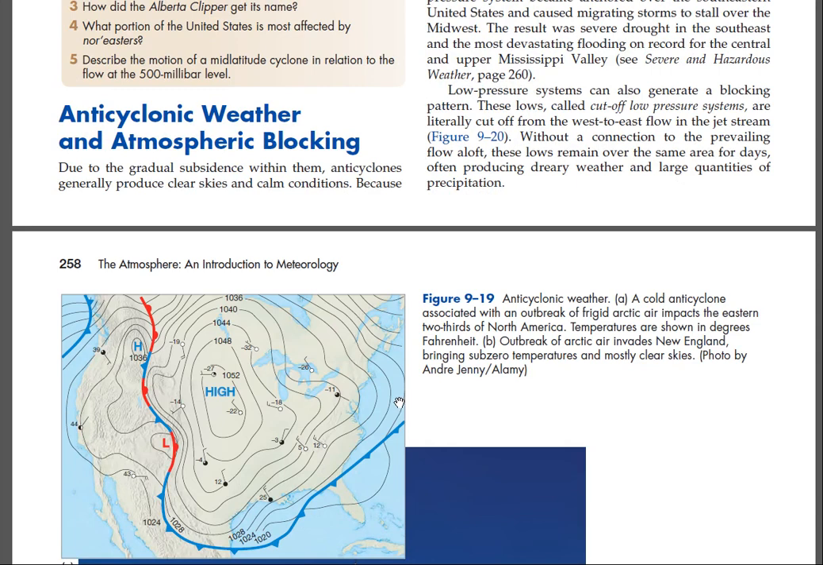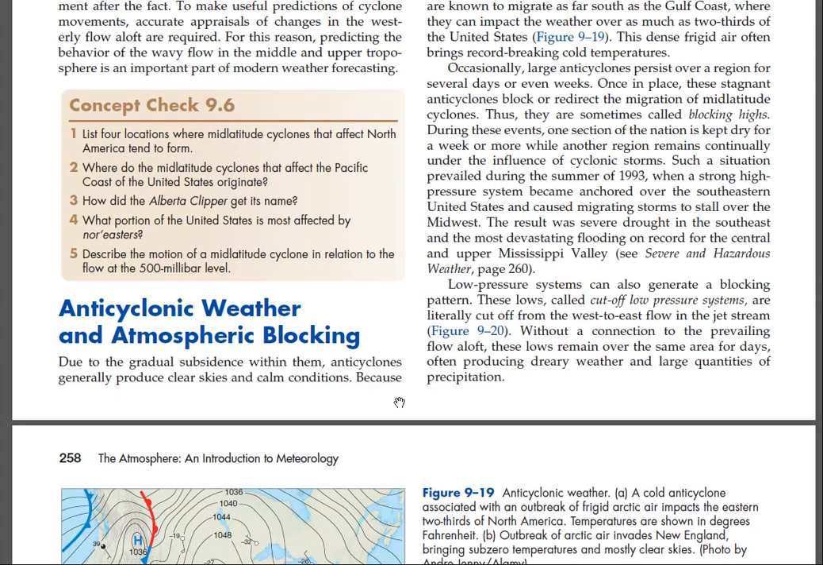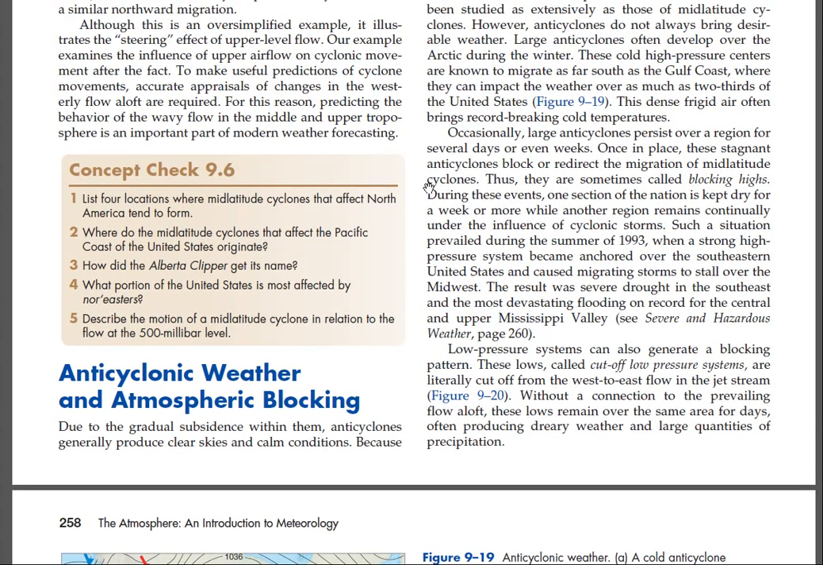Occasionally, large anticyclones persist over a region for several days or even weeks. Once in place, these stagnant anticyclones block or redirect the migration of mid-latitude cyclones. Thus, they are sometimes called blocking highs. During these events, one section of the nation is kept dry for a week or more while another region remains continually under the influence of cyclonic storms.